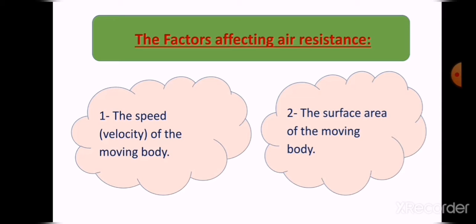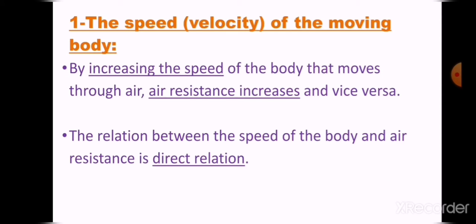So there is no touch between any 2 solid objects. So the factors affecting the air resistance are 2 factors only: the speed of the body and the surface area of the moving body. The speed means the velocity of the moving body. Let's start with factor number 1, which is the speed or the velocity of the moving body.